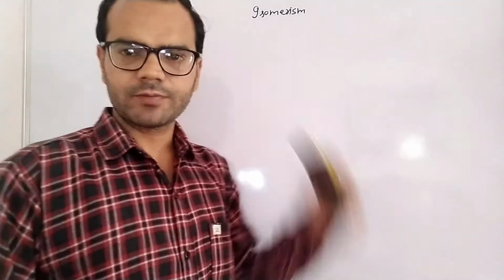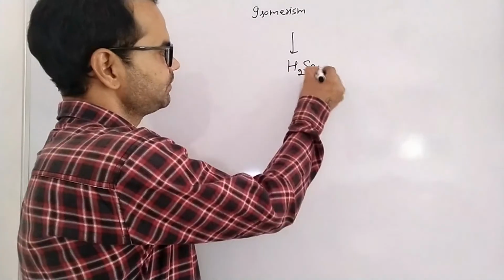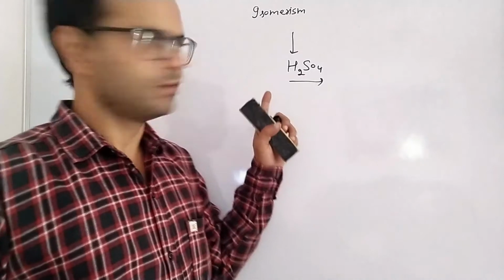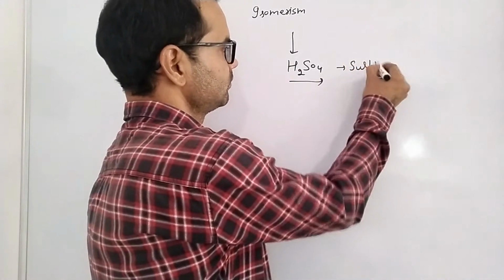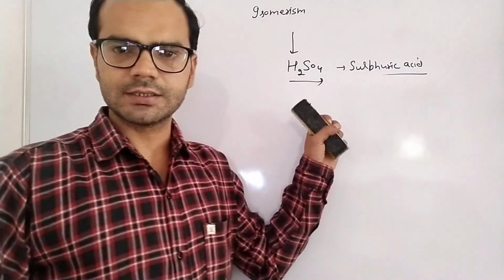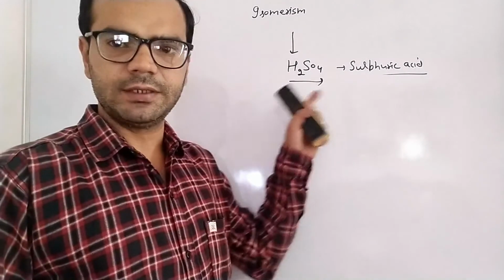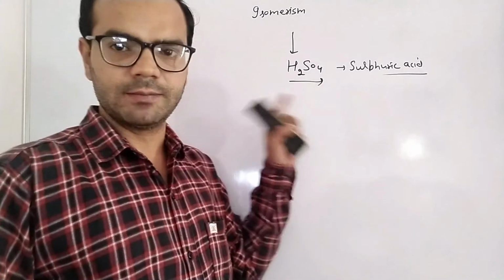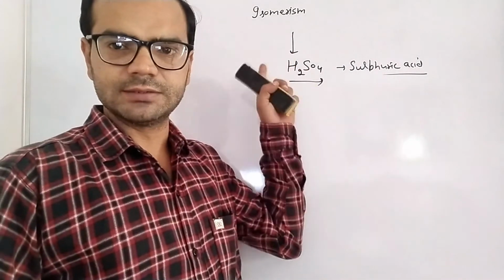So what is this isomerism? In inorganic chemistry we have studied one formula represents only one compound. For example, H2SO4 represents only sulfuric acid. But in organic chemistry, one molecular formula may represent different structures. And that existence of two different structures with the same molecular formula is called isomerism.